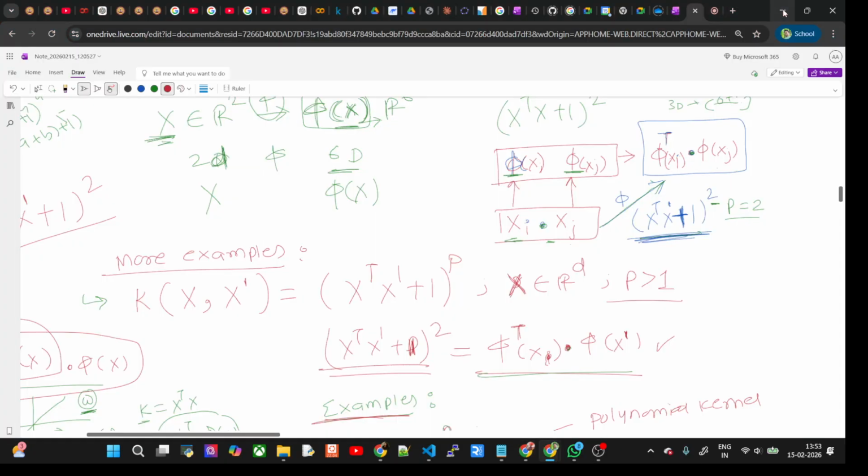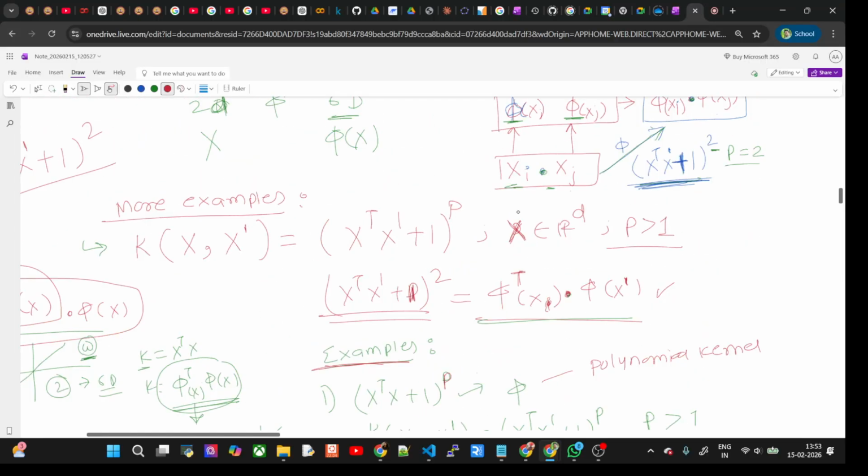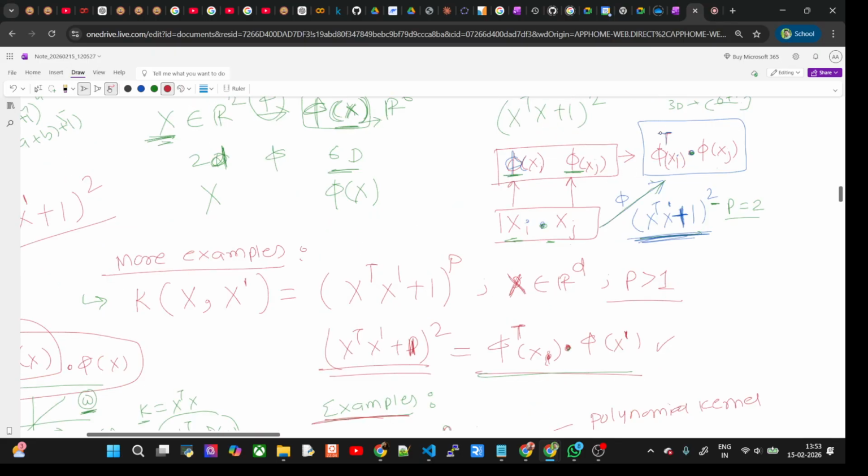We will see this point once again, but this is important because you are interested in jumping from xi and xj directly to the dot product in the higher dimension. You are not interested in calculating phi of xi and phi of xj separately. You are interested directly in the dot product. So you are mapping the lower dimension xi and xj to the higher dimension dot product by using some derived functions. There are many functions, but in our course we consider these two as of now: the polynomial kernel and the Gaussian or radial basis function kernel.